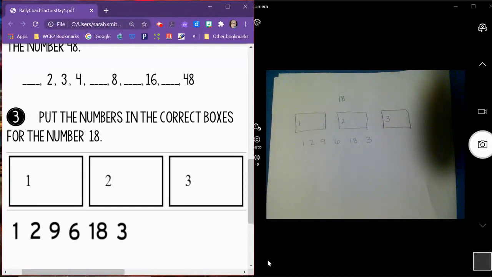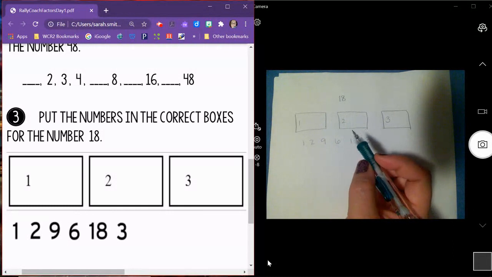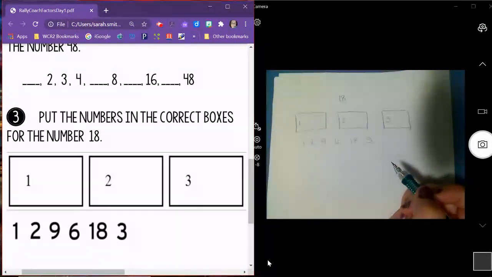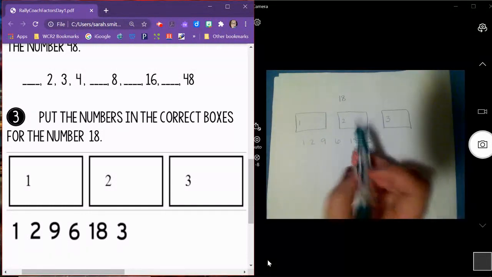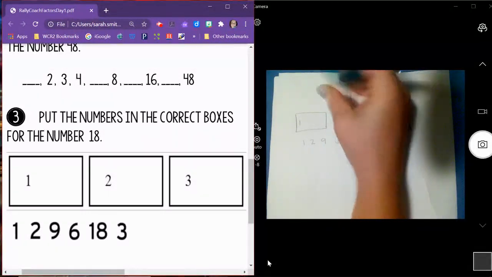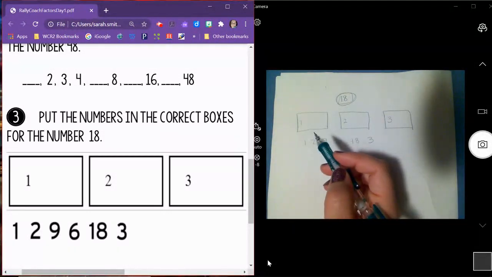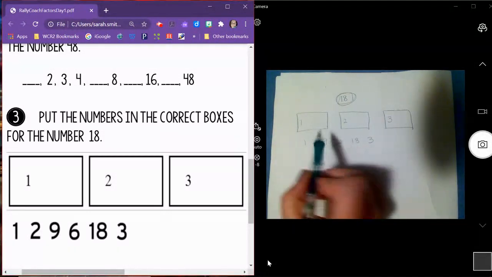So, first thing I'm going to do, or notice that I did, was I copied down the problem onto a piece of paper. And that is what you should be doing as well when you see something on the computer. Then I know that I'm working with the number 18, so I'm factoring the number 18. So that's the number I put up here. And I know that I am putting these numbers into boxes.